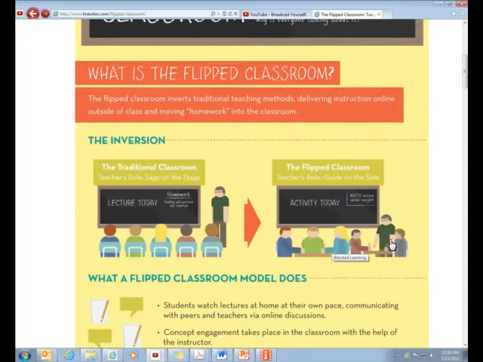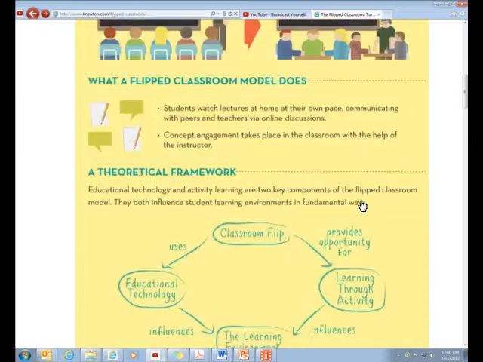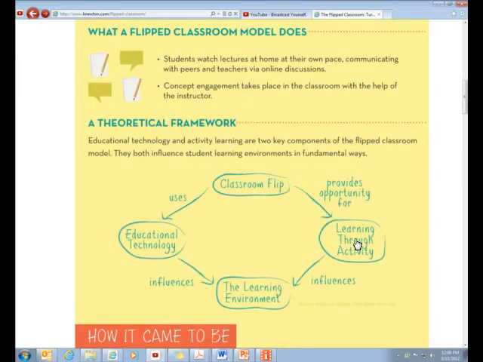And then when you are finished with all of those things, the students go home and watch the lectures that night, or go to the school library or the school media center and watch the lectures after class is over as their homework. So it essentially uses a theoretical framework that provides more opportunities for active learning. It leverages educational technology, and it combines active learning and educational technology to fundamentally influence and change the learning environment.